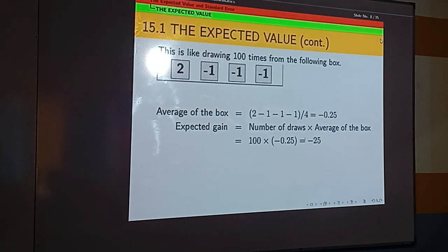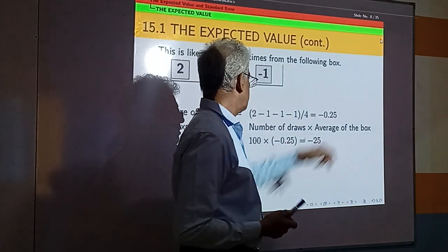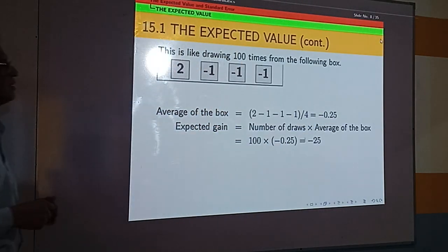Then the average of the box is -0.25. Therefore the expected gain after 100 games is -$25. That means you expect to lose $25 on average, not gaining, right?